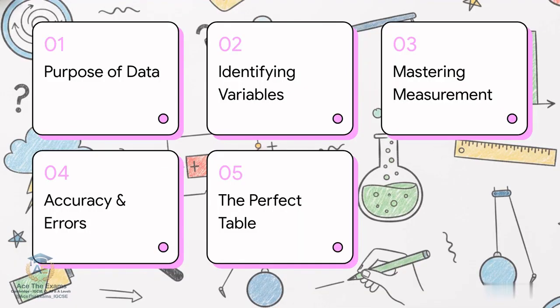All right, let's jump straight into our game plan for today. We are going to follow a very specific chronological journey. First, we'll look at the purpose of data. Second, we're identifying variables. This is where we decode those tricky command words. Third, we are mastering measurement. Fourth, we'll tackle the absolute minefield of accuracy, precision, and errors. And finally, step 5, we'll be building the perfect table, which is guaranteed to secure you maximum marks.